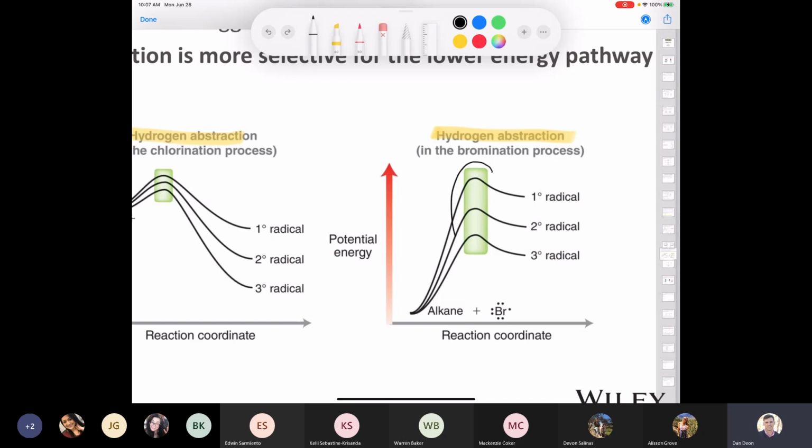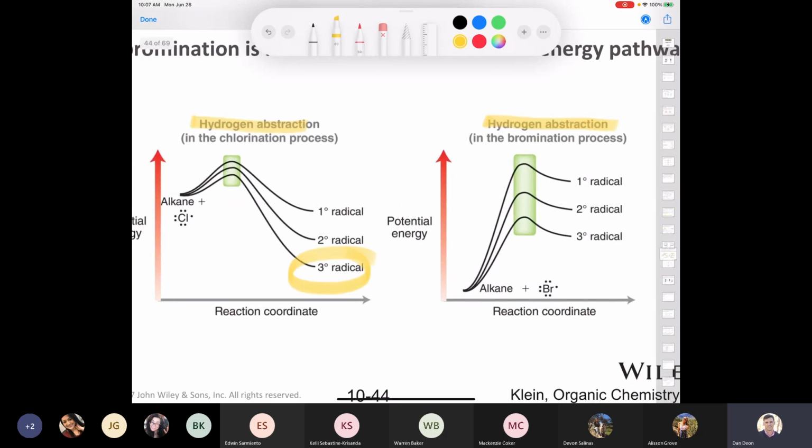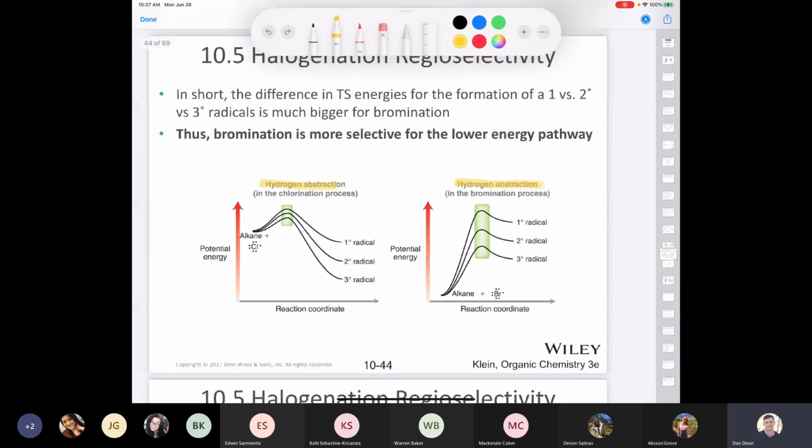The difference in energies of the transition states is huge here, right? Look at the gap here, it's really tiny. The gap here is gigantic. So that is why bromination is going to be much more selective for a tertiary radical versus a secondary versus a primary. Again, they're both selective for a tertiary, right? Tertiary radicals are more stable, okay? But again, the bromination process is going to be much more selective.